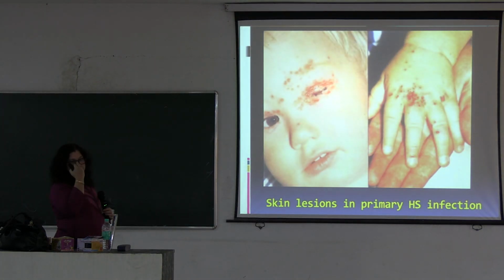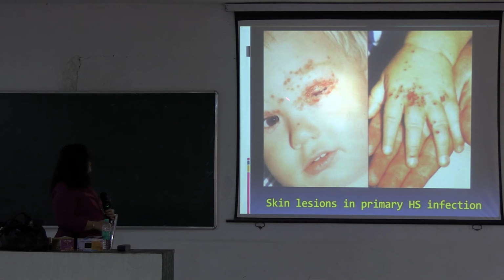This is the picture of herpes simplex keratitis. These are vesicles, they erupt, crust, then healing occurs, and after healing there is no scar tissue. It involves the lip and periorbital areas, and is more common in the age group of 6 months to 5 years.